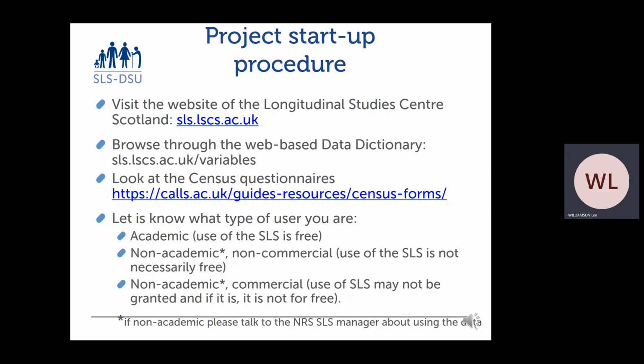Because, for example, income was not asked, and we have quite a lot of derived measures on socioeconomic status from census, so it's important to see what was actually asked. And of course, let us know what type of user you are, whether you're academic or non-commercial user. For example, NRS, SG, Public Health Scotland, etc., or a charity.